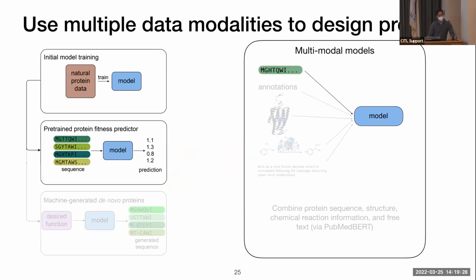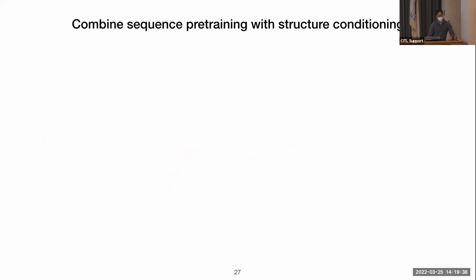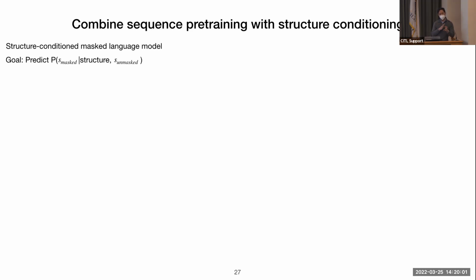But I promised we'd be using multiple data modalities, and so far I've only talked about sequence. So let's add some more things. Here, let's add structure. I'm going to combine sequence pre-training with some structure information. I think back in 2017 or 2018, John Ingraham published this paper where he did the autoregressive version, but you can do this with a masked language model, where instead of just predicting the mask locations from everything else, you can predict the mask locations from the unmasked locations and from a bunch of structure information.